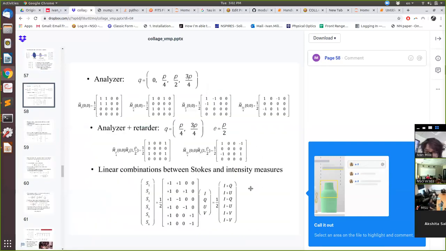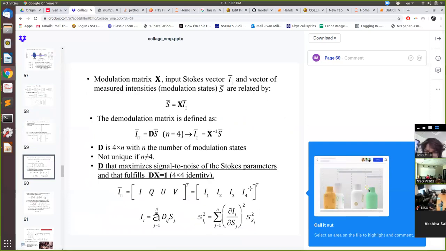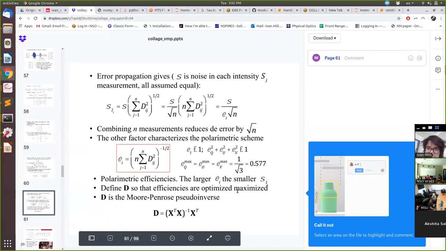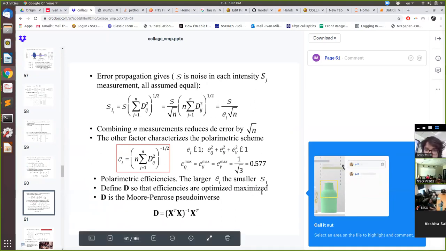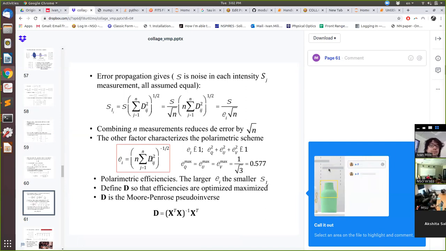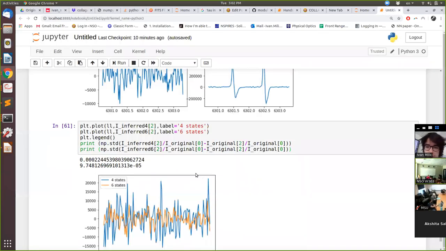Okay, so this is the modulation efficiency. Okay, here it is. Error propagation gives noise, and so on. So it's 1 over square root of n times the sum of each individual row of D, which is the demodulation matrix. Okay, cool. So let's put that in our code.